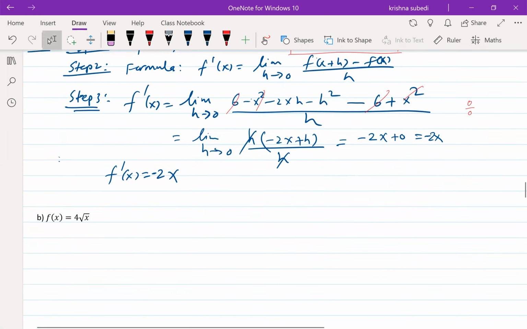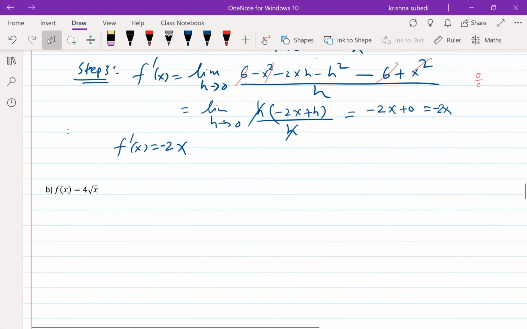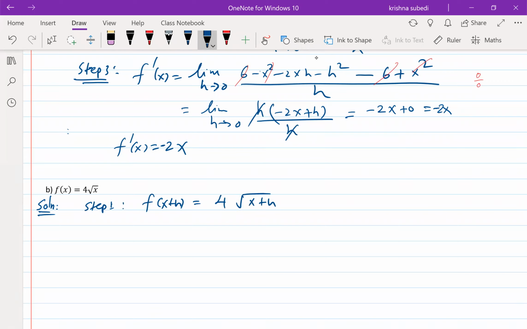Let's try one more. We are given f of x is 4 square root x. Step 1, find f of x plus h, which gives me 4 square root of x plus h. Step 2, write the formula. f prime of x equals the limit as h tends to 0.